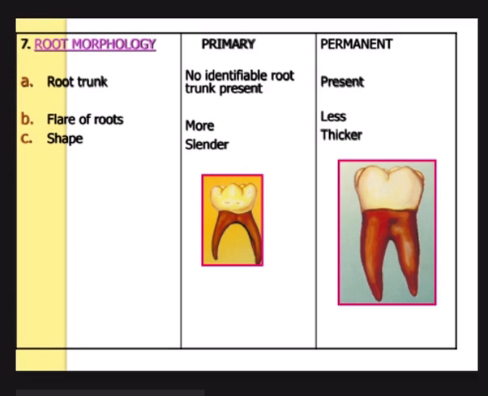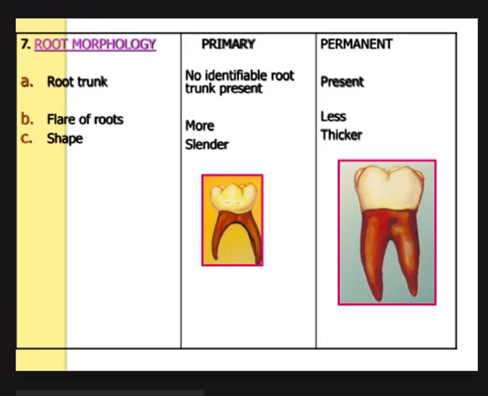Now coming to the root morphology, there is no identifiable root trunk. Root trunk means from the CEJ to the furcation; that region is called the root trunk. If you look at the dimension from the CEJ to the furcation, it is less. So there is no identifiable root trunk present. As a result, you will get a lot of furcal lesions in primary. Whenever there is an abscess, it is called a furcal abscess because of this reason, because there is not much of a root trunk. Whereas in your permanent, from the CEJ to the furcation there is sufficient thickness. So there is a very significant root trunk present in your permanent tooth.